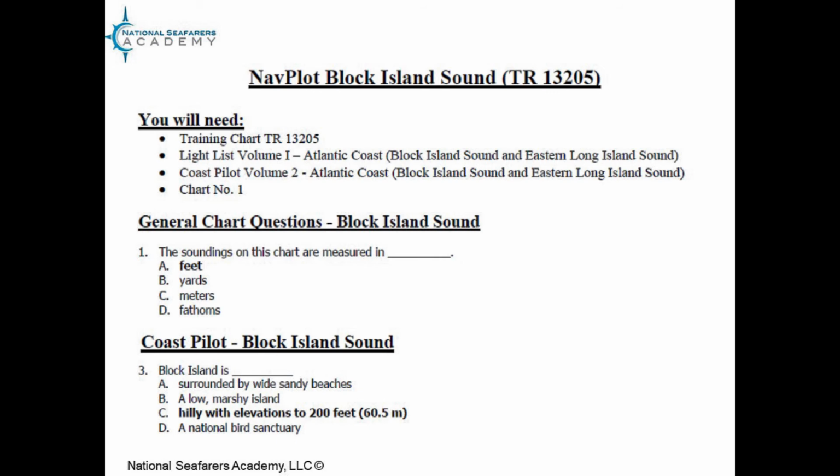The next question we'll take a look at is number 3. It says Block Island is, and then it's blank, and it gives you some descriptions that are listed in choices A through D. Typically, this kind of level of description is not located on the chart, but let's go ahead and take a look at the chart and see what we can find.